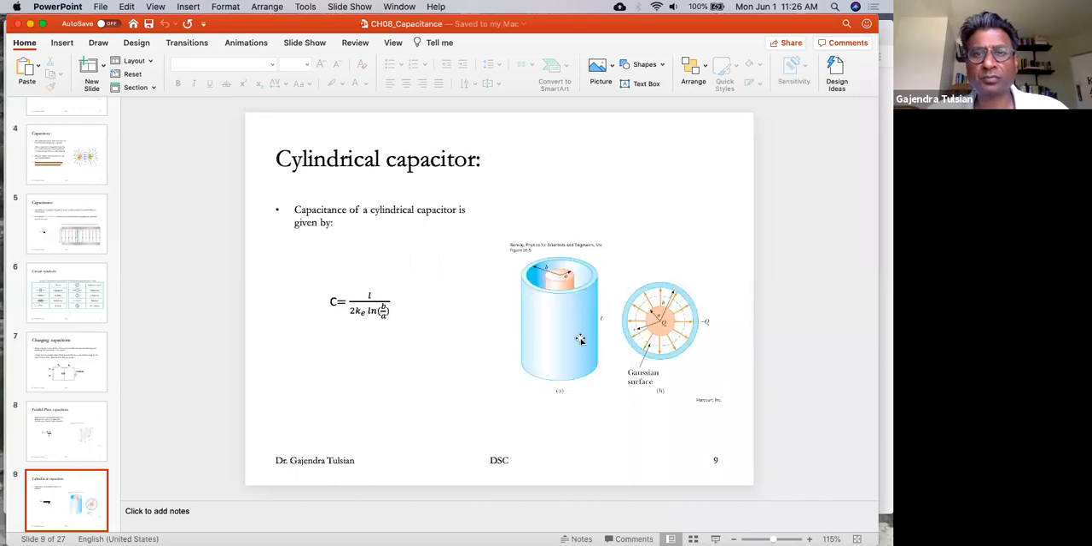For a coaxial cable, a coaxial cable is something like this. So this has a capacitance associated with it. For a length L of this cable, the capacitance is given by L divided by 2 times Coulomb's constant times the natural log of the radius of the outer conductor to the radius of the inner conductor. Natural log of B over A.